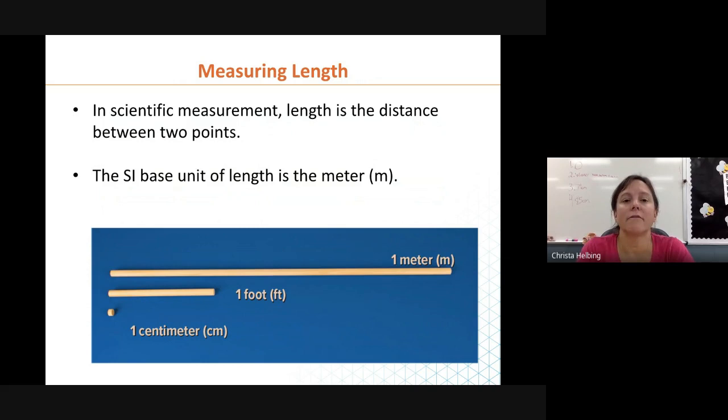So here we have an example. Centi would be something that we would use instead of an inch. It's actually a little smaller. So 1 inch is about 2.2-ish centimeters. 1 foot is about, I think it's 30 centimeters. And then 1 meter is about 40 inches. And so you have an understanding of what the measurements are in comparison.